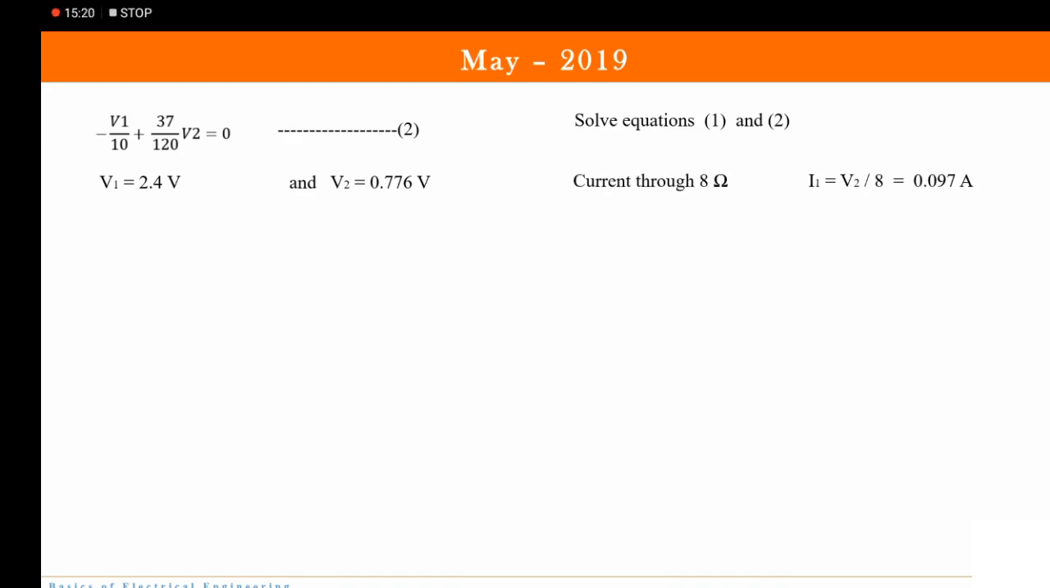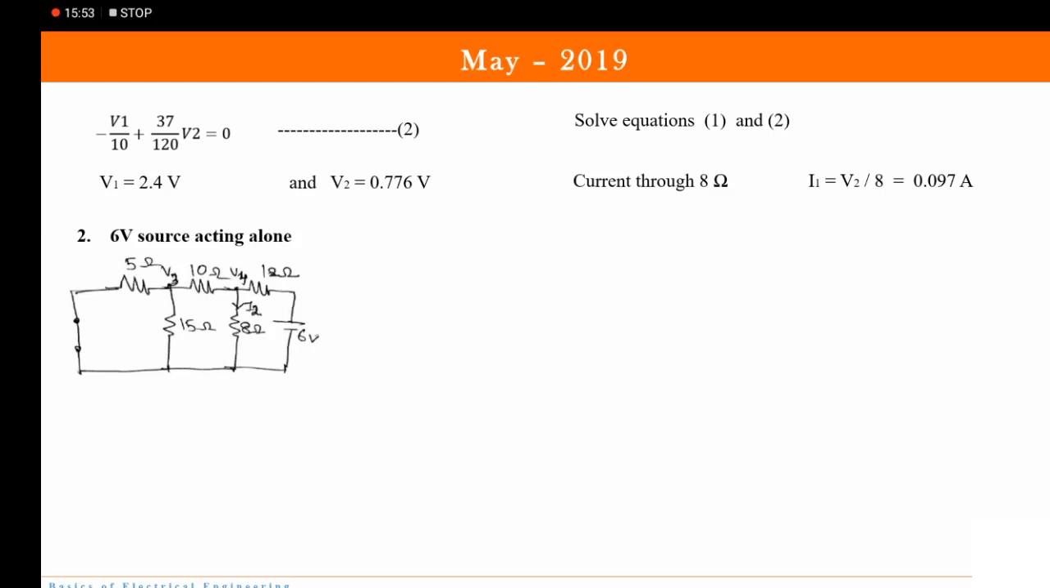It becomes V2 upon 8. We put the value and get the answer. The current through 8 ohms comes out to be 0.097 amperes. Please remember that this is a positive value, so whichever direction we assumed, the current actually is flowing in that direction only. Next we will be considering the second source, which is the 6 volt source.